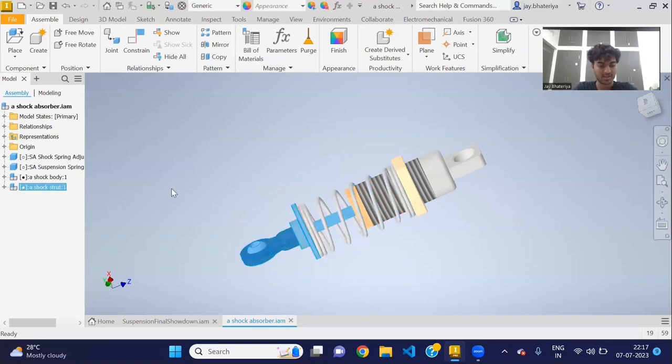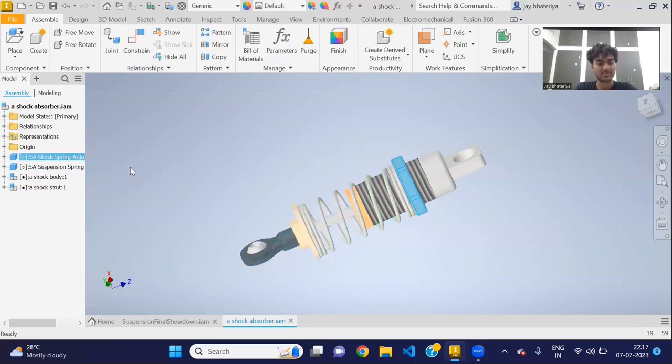The shock strut: as the suspension spring moves, the piston inside the shock strut moves through the hydraulic fluid, creating resistance to the spring's movement. This action converts the kinetic energy from the bouncing suspension into heat energy, effectively dampening the oscillations and providing a smoother ride.